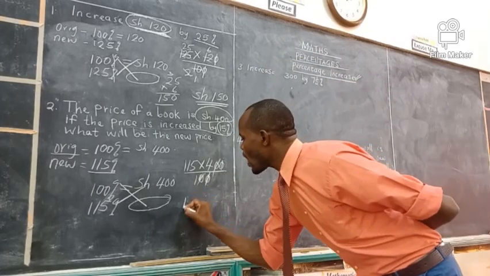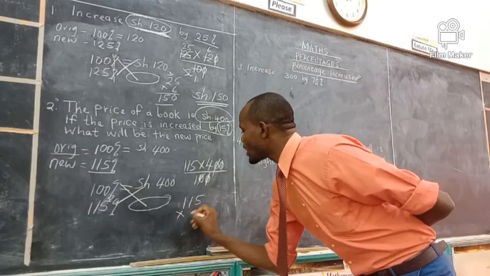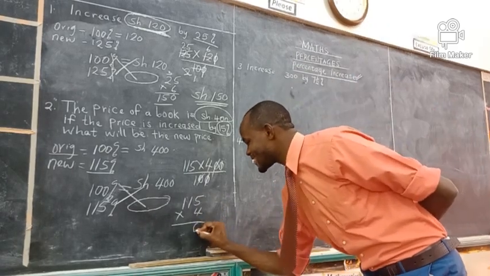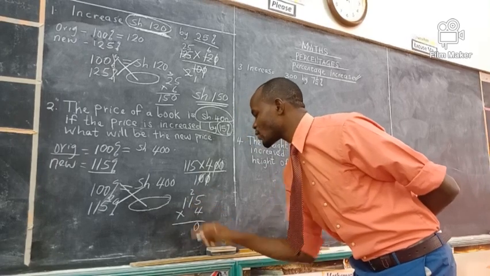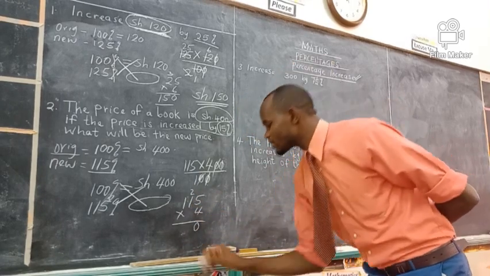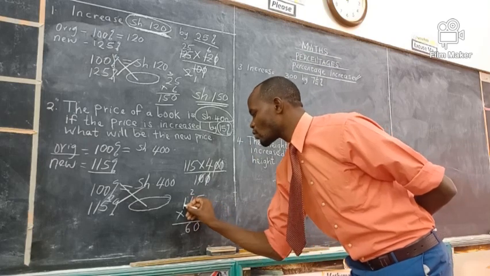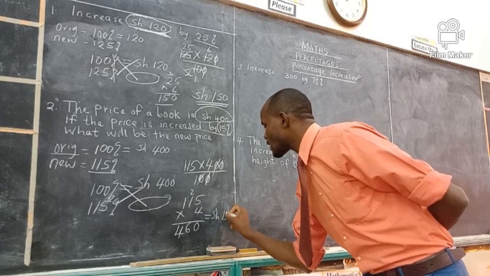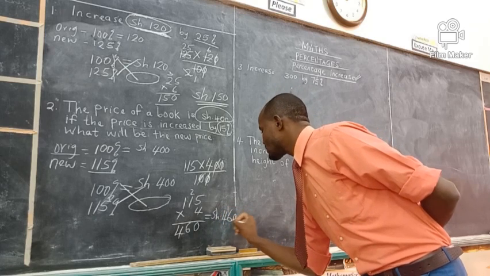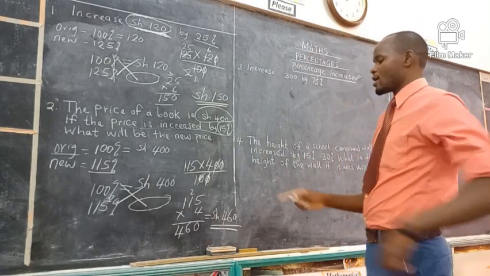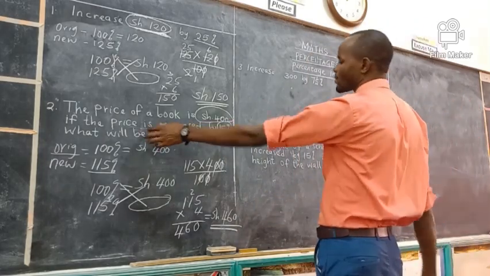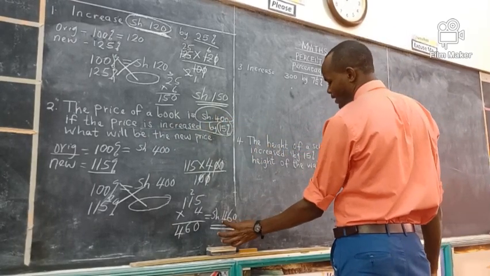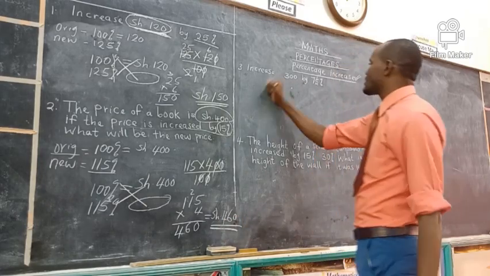So you have 115 times 4. 4 times 5, you'll get 20, 0, carry 2. 4 times 1, you get 4, plus 2, you get 6. 4 times 1, you get 4. So our new price is 460. That's money. That is the right answer. After increasing, remember we're increasing. The original was 400. We have increased. You get 460.